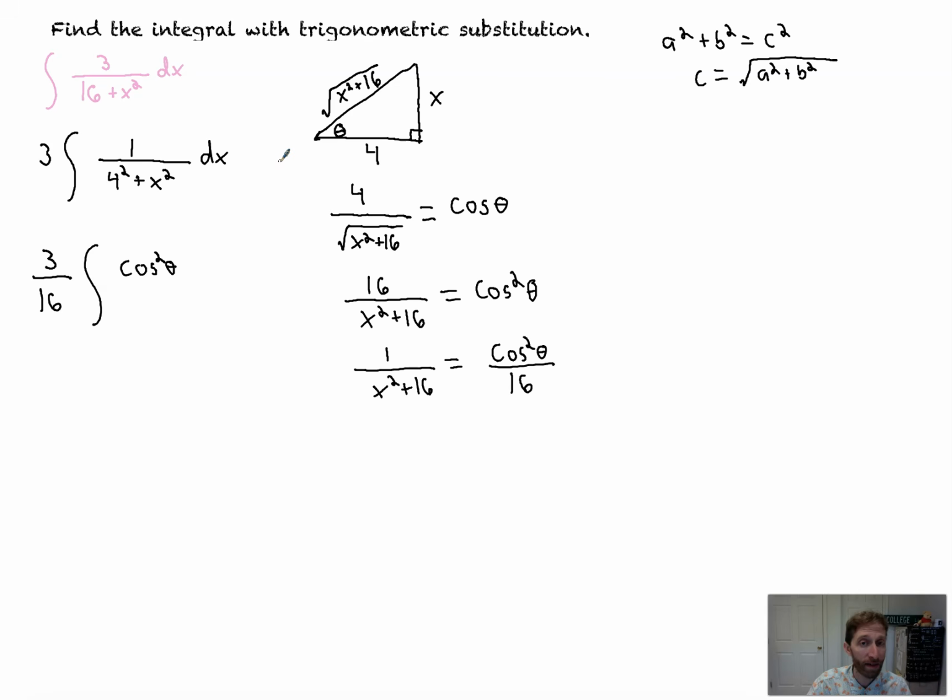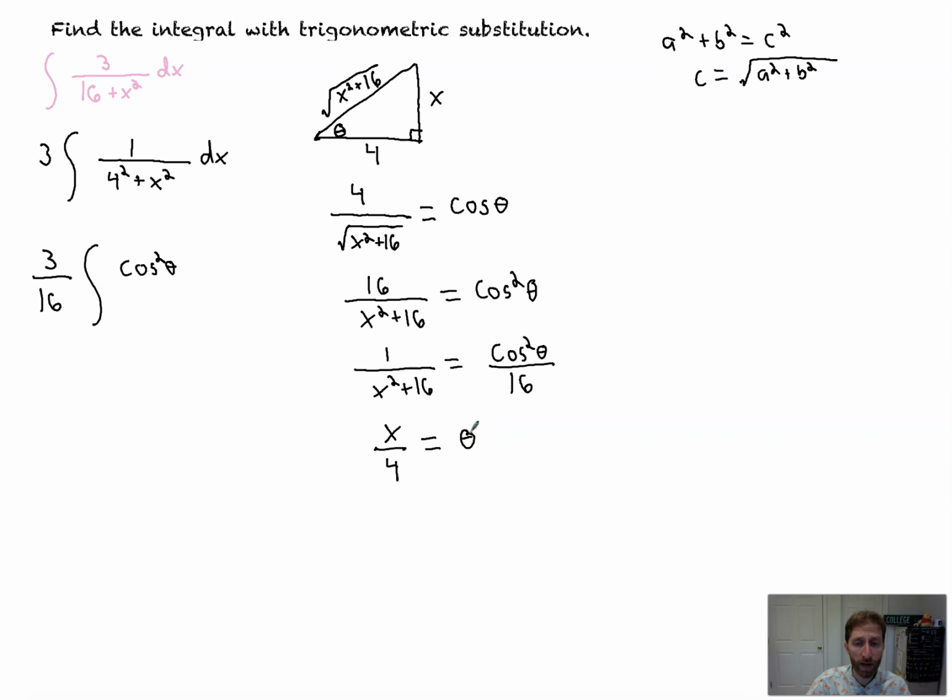So how do I get theta out of this? Well, I'll get theta by looking at another ratio. That's going to be the tangent ratio, x over 4. So x over 4 is equal to theta. And you might be like, well, okay, how does that give me d theta? Because that's what I want. I need to substitute in for dx like we used to with u substitution.